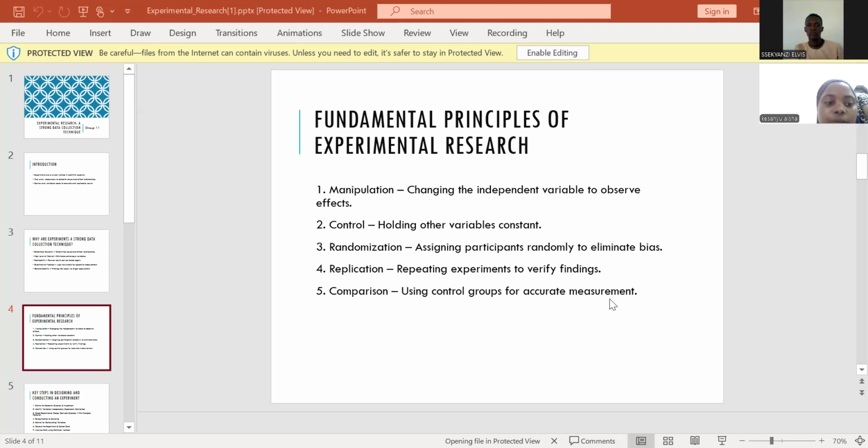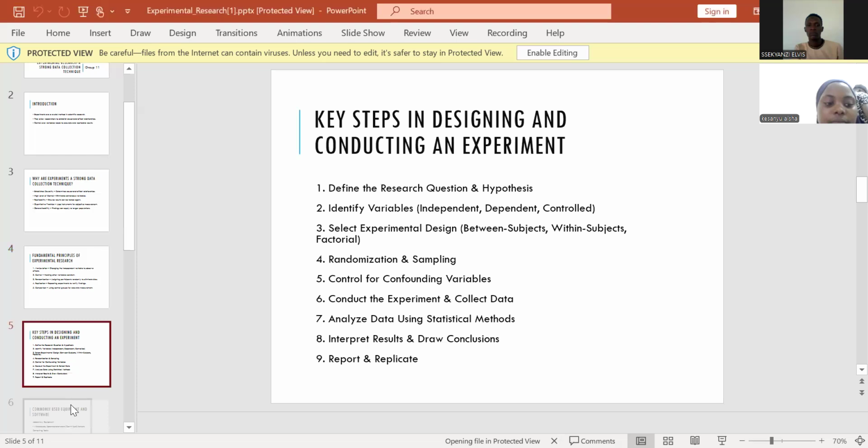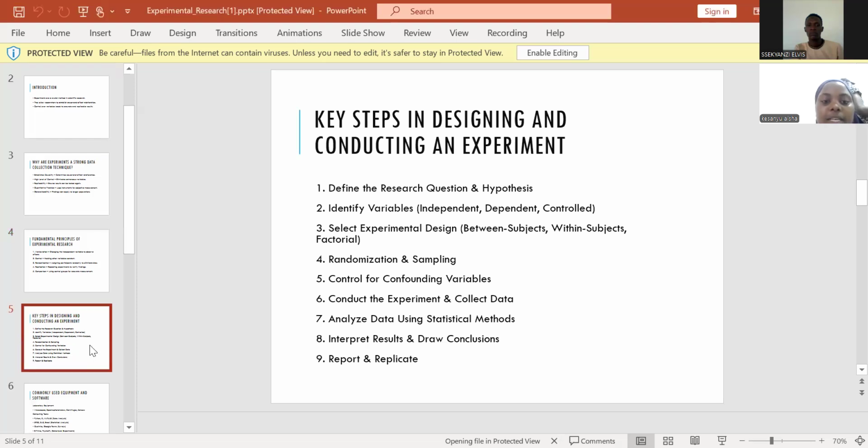I can take you through the next slide, slide 5, the key steps in designing and conducting an experiment. First of all, we have to define the research questions and hypotheses. When conducting an experiment, you ask yourself, what do you want to find out? And you put a clear question that gives experimental direction.